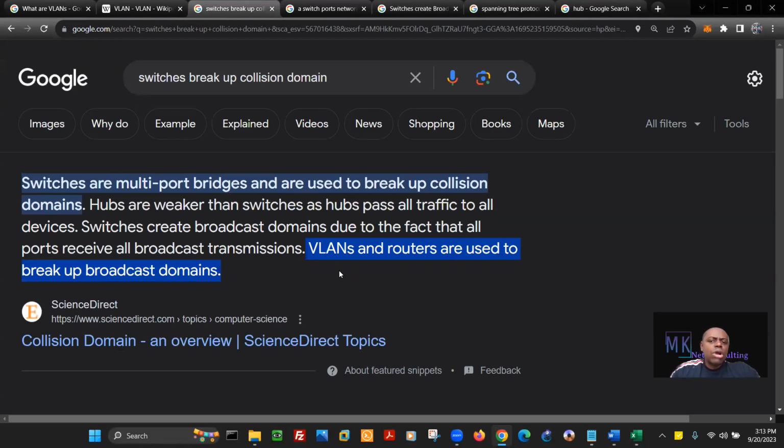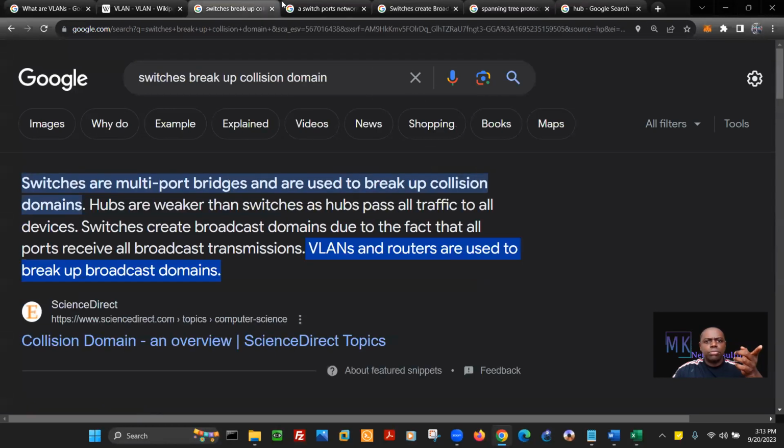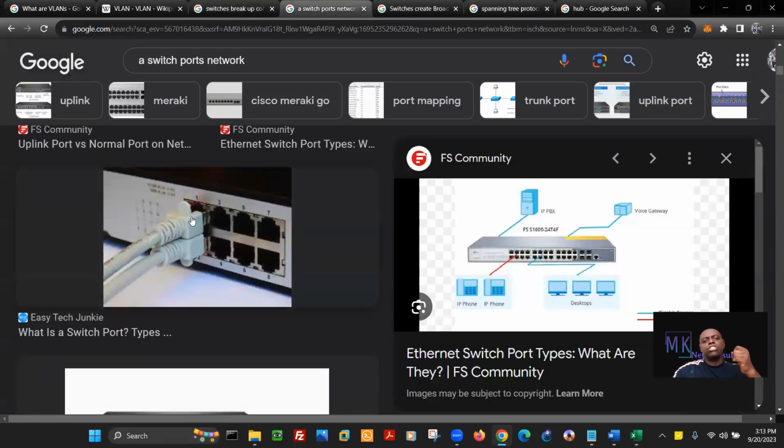It says VLANs and routers are used to break up broadcast domains. So what happens is when you create VLANs on a switch, the VLANs resolve that situation. So let's take an example. You have traffic coming from this port. I'm going to my diagram where I have my switch port. Where's my diagram with my switch port on it? This one. Let's say you send traffic here.